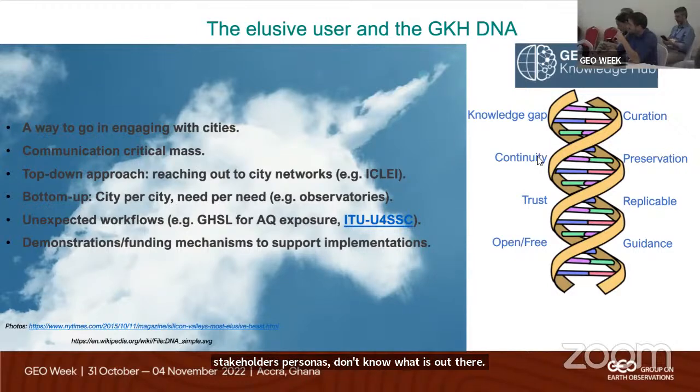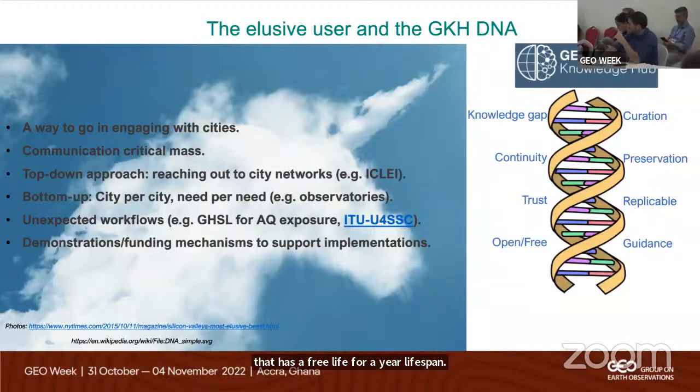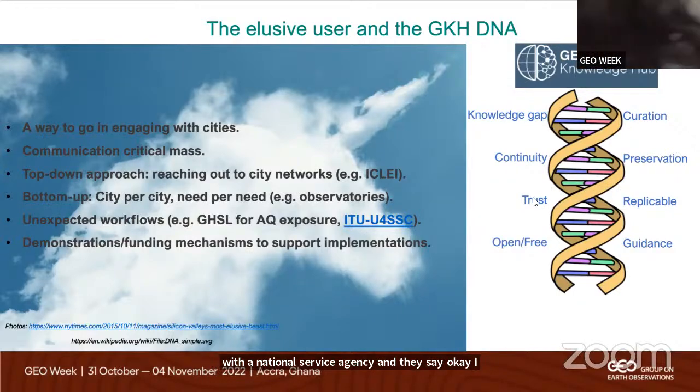Everyone needs curation. It's one thing throwing a Jupyter notebook at someone and saying good luck with that, and it's another thing to curate this information in order to create knowledge. Continuity is a big challenge because no city or statistical authority will adopt a solution that has a three-year lifespan, and this goes well with preservation. Trust is also hugely important because we are talking, for example, with a national statistical agency, and they say, okay, I really like this workflow and the values you give out. What is the uncertainty?